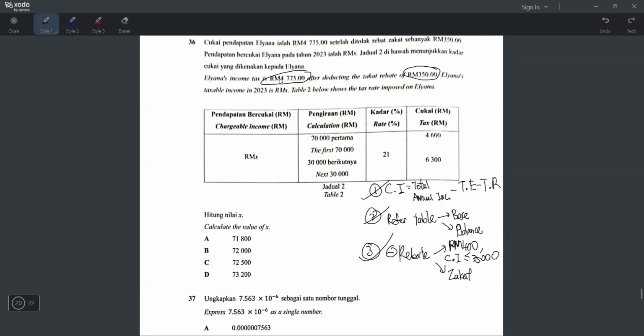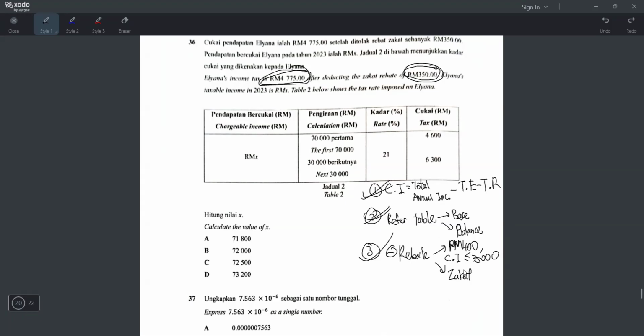Okay, now let's do this question. Ileana's income tax is 4775. Okay, this is already the income tax. It means this 4775 is after I finish step 1, step 2, step 3. Ini jawapan sebenarnya, right? This is the answer. And then it say after deducting zakat 350.